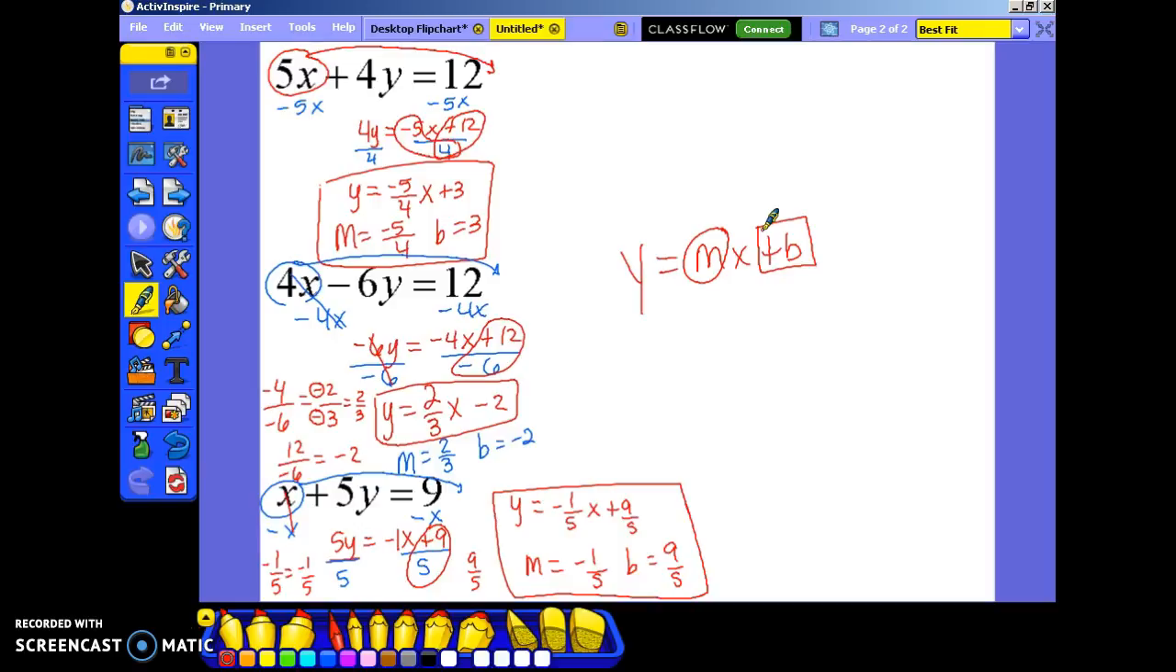Once you understand how to isolate the y, put your equation in slope-intercept form, and you understand where the slope is and where the y-intercept is, and you can identify those numbers, then you will be able to graph these equations. If you have any questions, please let me know in class.